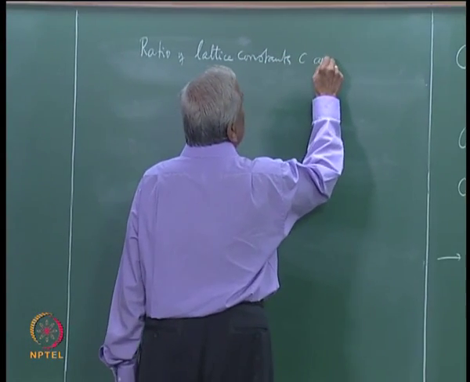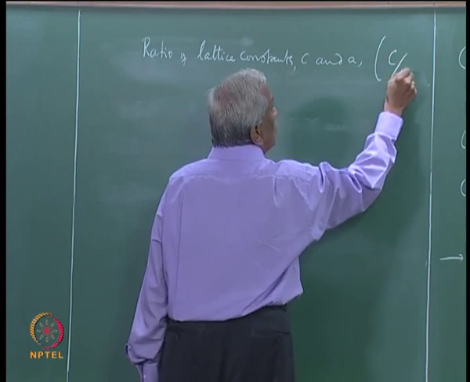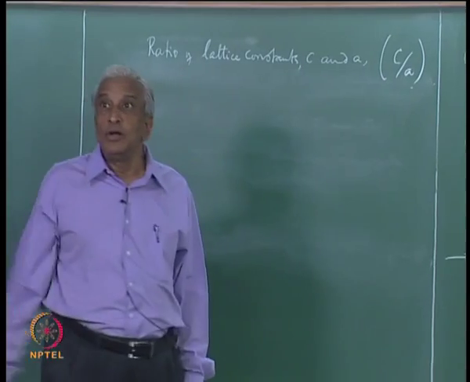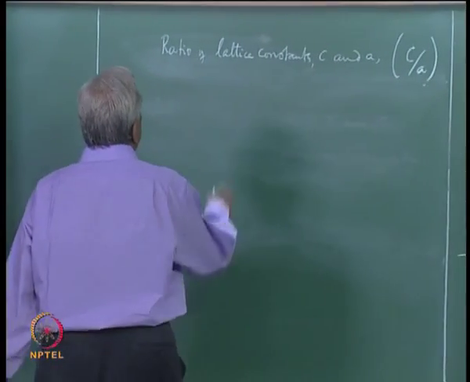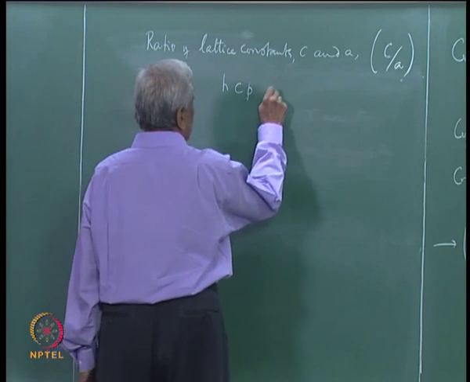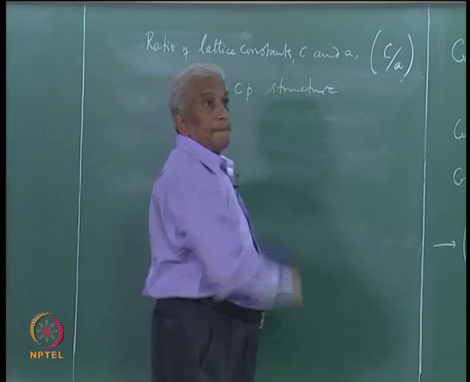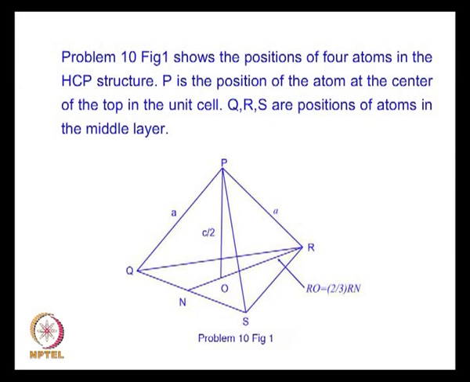C and A. So, in other words, we are asked to determine the C by A ratio for an HCP, hexagonal close packed structure. The next figure shows the positions of 4 atoms in the HCP structure.